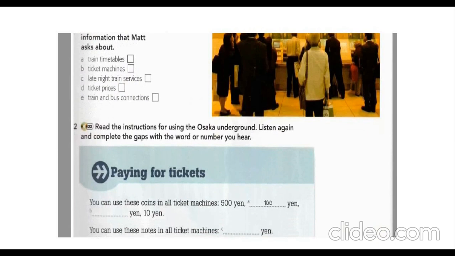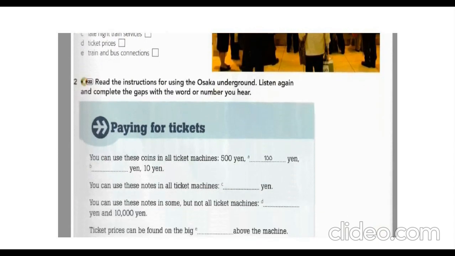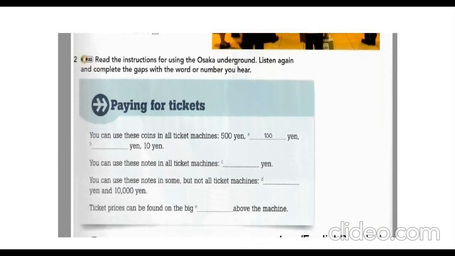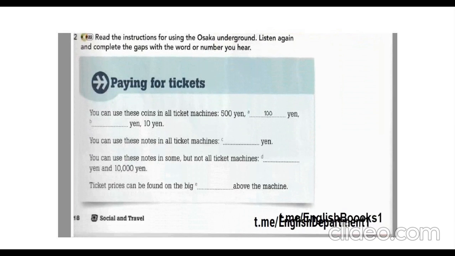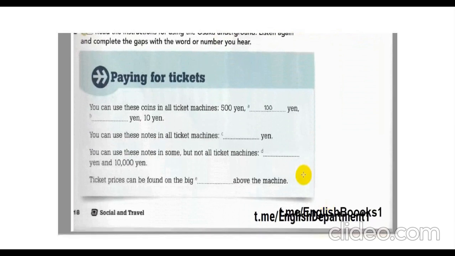Read the instruction for using the Underground. Listen again and complete the gaps with the words or numbers you hear. These exercises train your ears. You are not listening for listening; you are listening for information, listening for understanding.